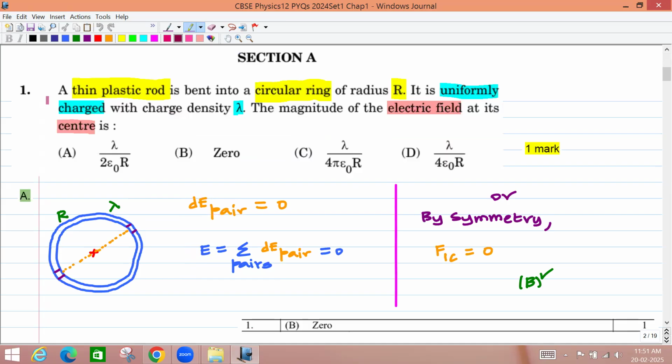This is a 1-mark question. A thin plastic rod is bent into a circular ring of radius r. It is uniformly charged with charge density lambda. The magnitude of electric field at its center is. Five options are given. You can pause and type this question.